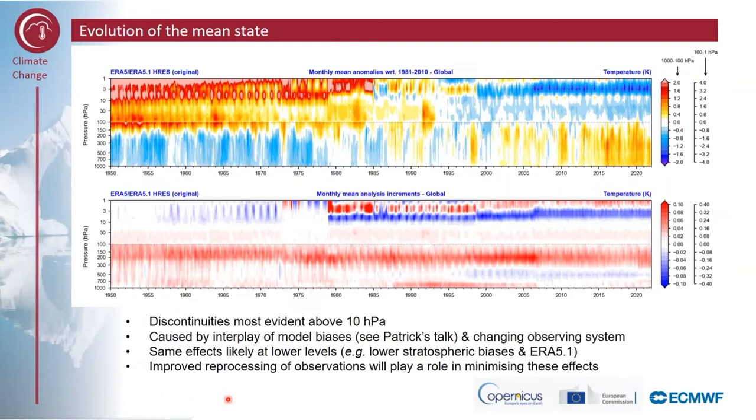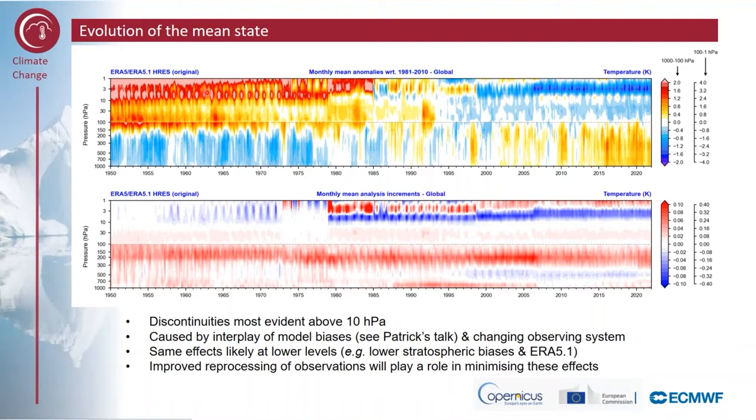So I've focused till now on the synoptic accuracy as a performance metric, but of course many of our users are interested in the evolution of the mean state. So I'm showing in the top panel here the evolution of anomalies relative to the ERA5 climate from 81 to 2010, in temperature from the surface up to 1 hectopascal. And what you see is that above 10 hectopascal, there are a number of step changes in the mean state that are evident. And these step changes result from an interplay between model bias and the changing observing system.